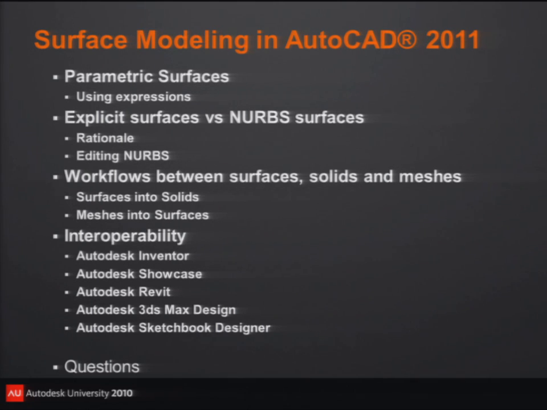Again, this is a little part of what we talked about in a whole class in the morning. And then we'll go into NURBS surfaces and what they're all about and how we use them in AutoCAD. And then workflows between surfaces, solids, and meshes. As you may know, AutoCAD has the three topologies. Autodesk has many applications that have great mesh or great solids or good surfaces, but AutoCAD is pretty much the only one that has everything in one package, which makes us a little powerful. And then interoperability with those five applications.